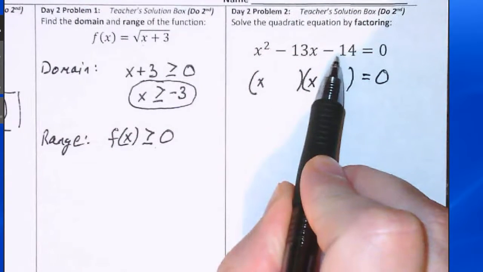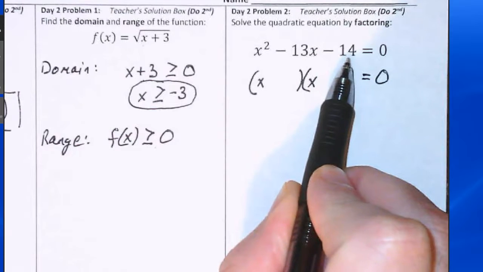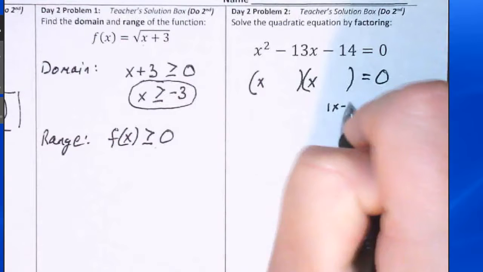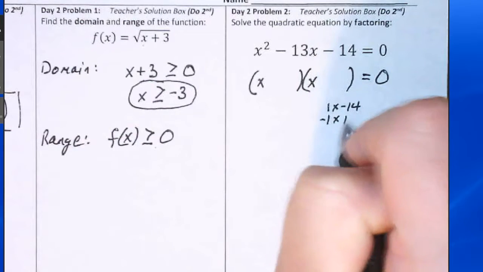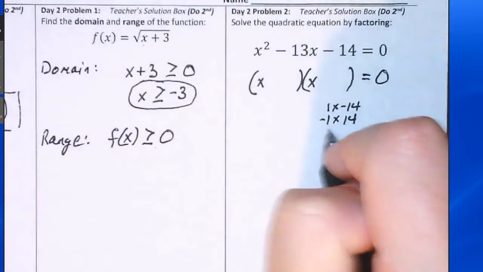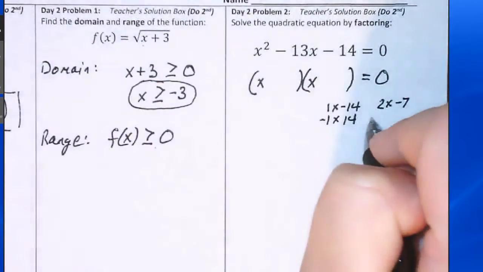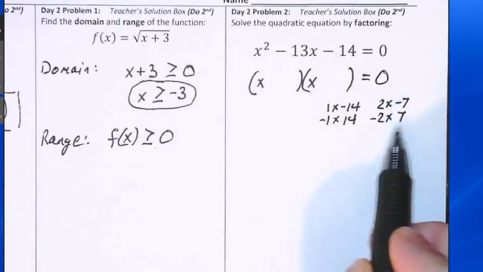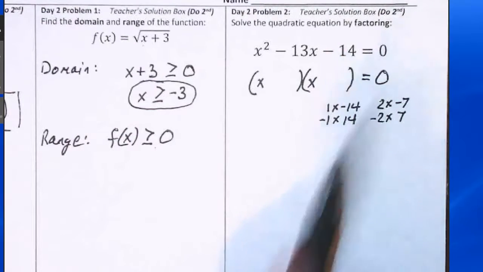To create the last term, negative 14, we need a pair of numbers that multiply together to make negative 14. It could be 1 times negative 14. It could be negative 1 times positive 14. It could be 2 times negative 7, or negative 2 times positive 7. These are the 4 possibilities of pairs of numbers that multiply to negative 14.